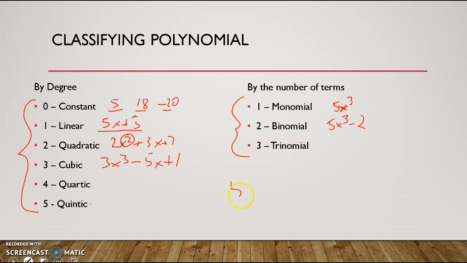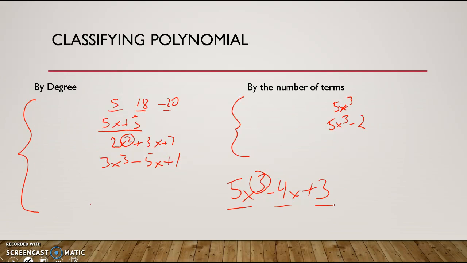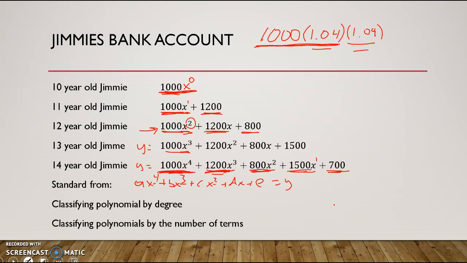If I have something like 5x to the third minus 4x plus 3, I can classify that 2 ways. It is a cubic because the biggest degree is a 3, and it has 3 terms, so it is a cubic trinomial. If we go back to the original question with his bank account, this is a constant monomial. This is a linear binomial. Here we have a quadratic trinomial. Here we have a cubic polynomial with 4 terms. Here we have a quartic polynomial with 5 terms.